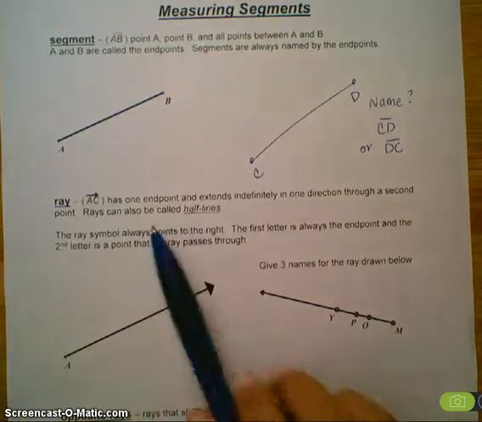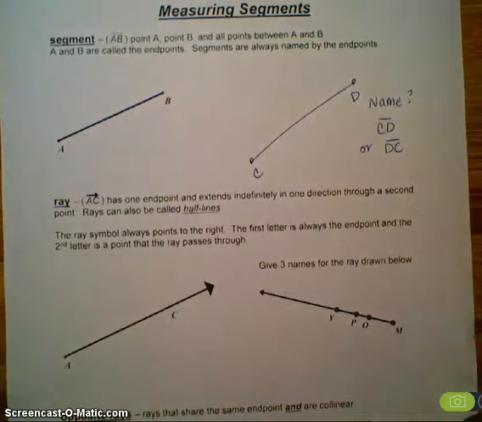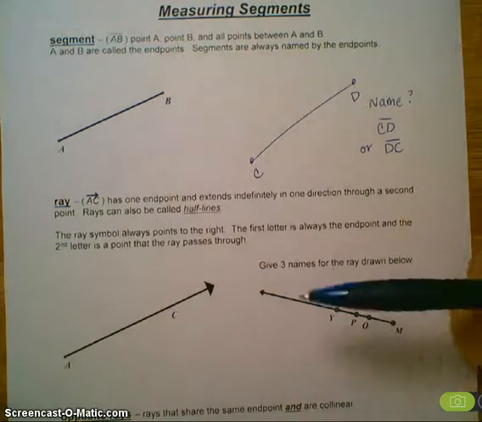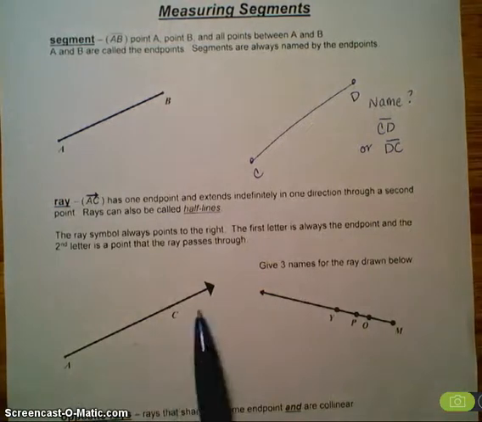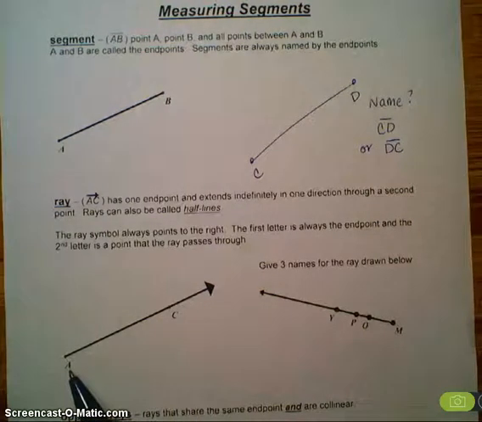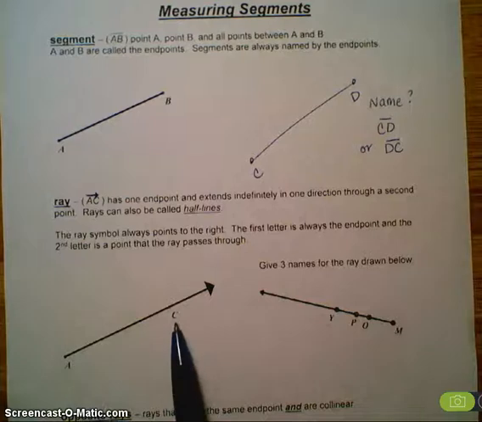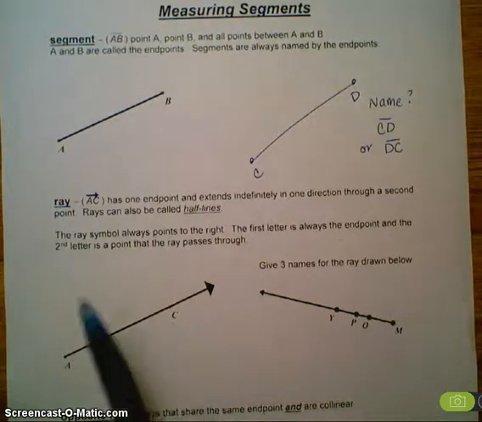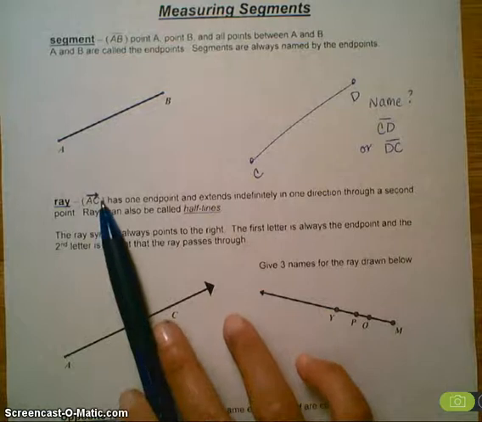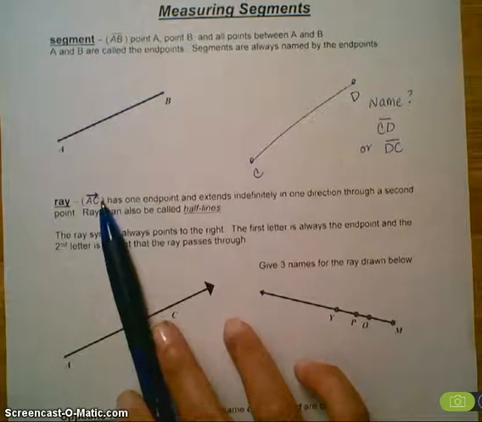A ray has one endpoint and extends indefinitely in one direction. This is a picture of ray AC. The first letter is always the endpoint. The second letter is just a second point that the ray passes through. The symbol for a ray is an arrow, and it always faces to the right.